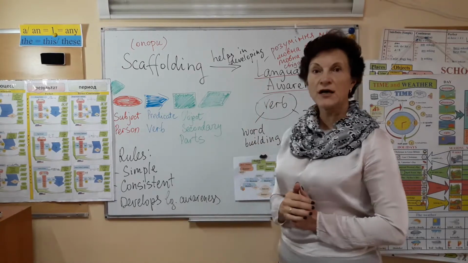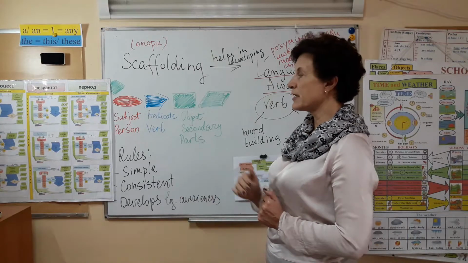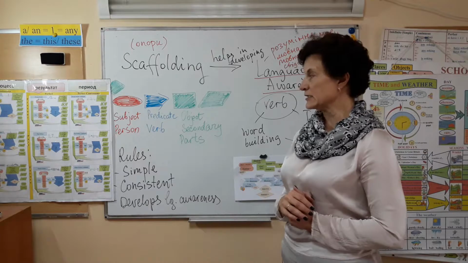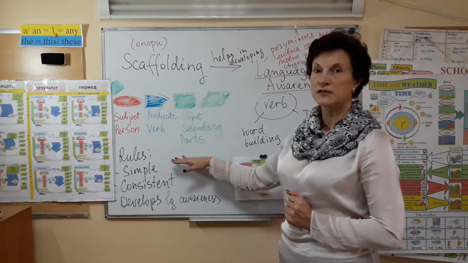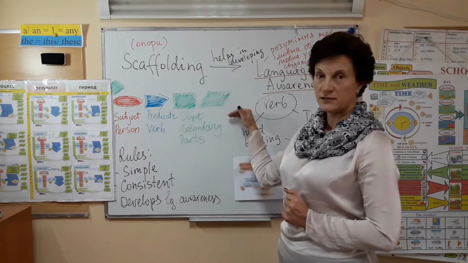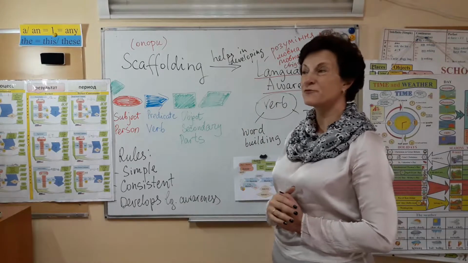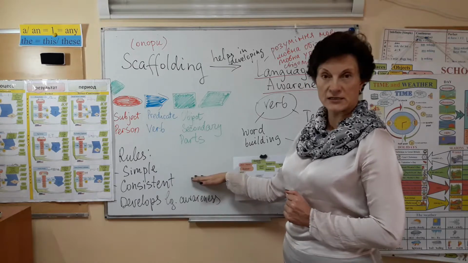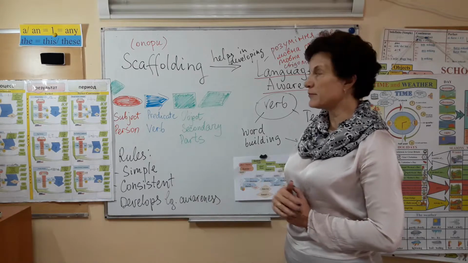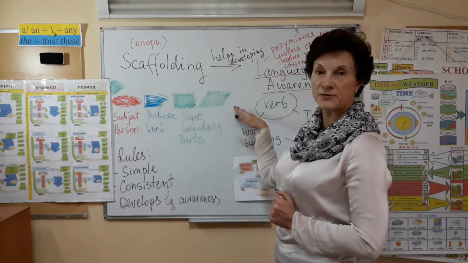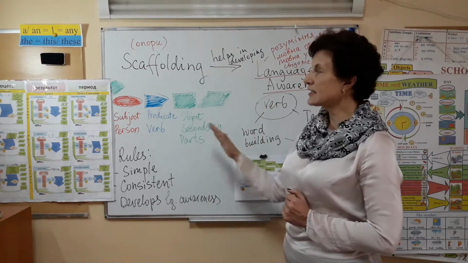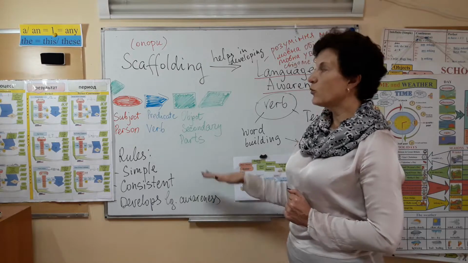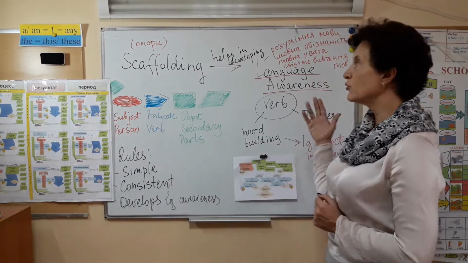In general, I would suggest three main rules for scaffolding. These are the rules that we use in Interclass. Scaffolding has to be simple, like this. There must not be more schemes than those schemes. It has to be consistent, meaning that all the time we use the same types of shapes, and scaffolding has to develop language awareness. We'll talk about language awareness more now.